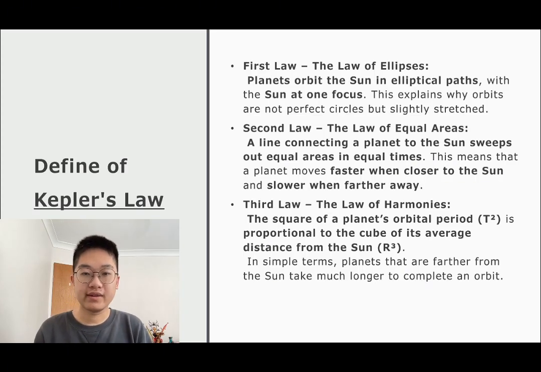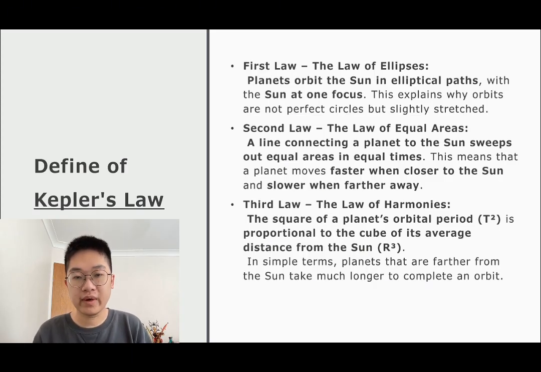The second law is the law of equal areas. A line connecting a planet to the Sun sweeps out equal areas in equal times. This means that a planet moves faster when closer to the Sun and slower when further away.